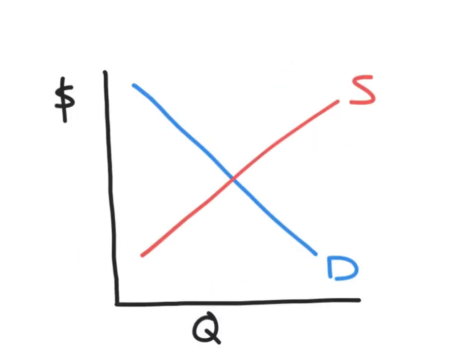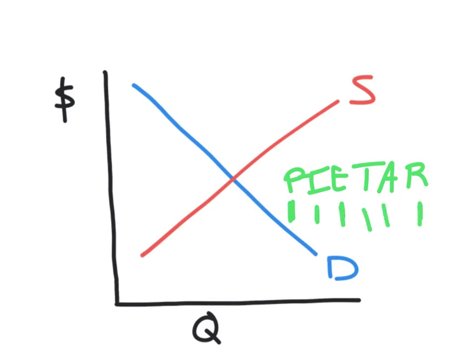Alright, now let's look at what shifts these entire curves completely. For the entire demand curve to shift, we use our acronym PITAR. And that stands for population or popularity, how popular it is, income, expectation, taste and advertisement, and also related goods. So let's just do an example of that.